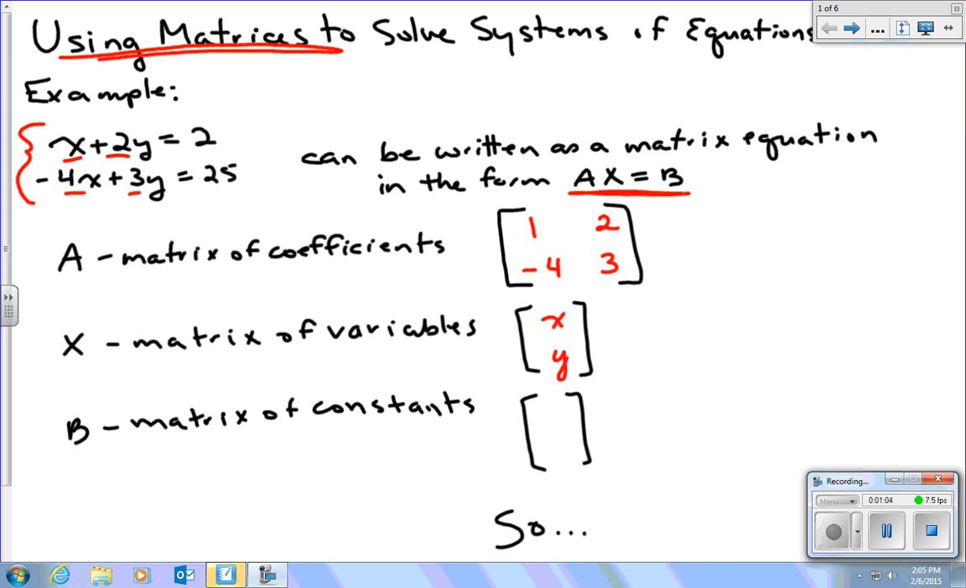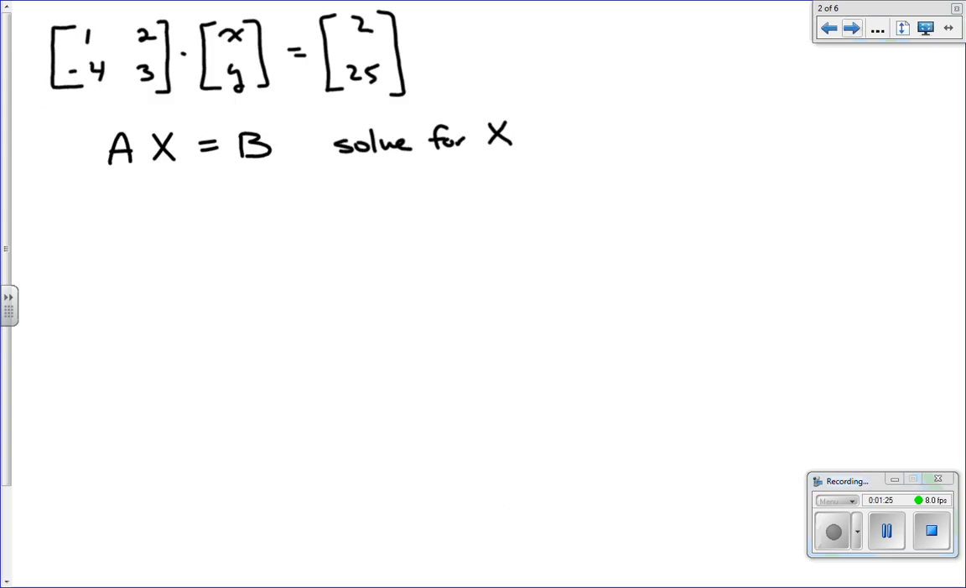And B is our matrix of constants, and you may need to rearrange the equations before you can write these matrices because you have to have your equal signs and your variables all lined up. And the matrix of constants then is 2 and 25. So as we write that into a matrix equation, we get matrix A times matrix X gives us matrix B. And we want to solve for matrix X because once we've solved for matrix X, we know the values of X and Y.